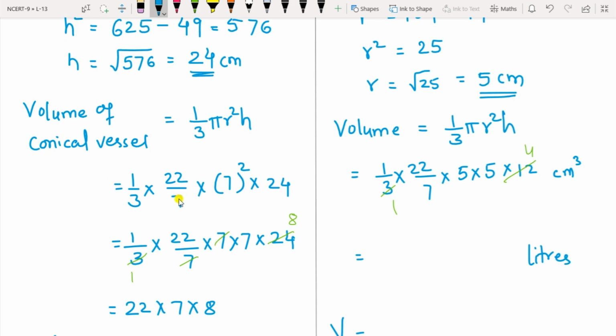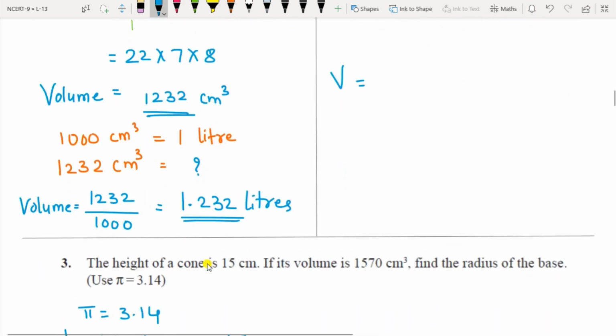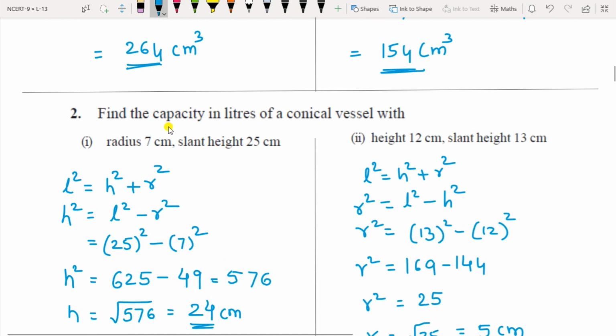Just now we have found it here. Then do the cancellation and you get the value as 1232 centimeter cube. Now convert this into liters. So 1000 centimeter cube equals 1 liter. So 1232 centimeter cube equals how many liters? Divide these two and put the decimal point. So this is 1.232 liters, the volume of the right circular cone, or the capacity of the right circular cone.